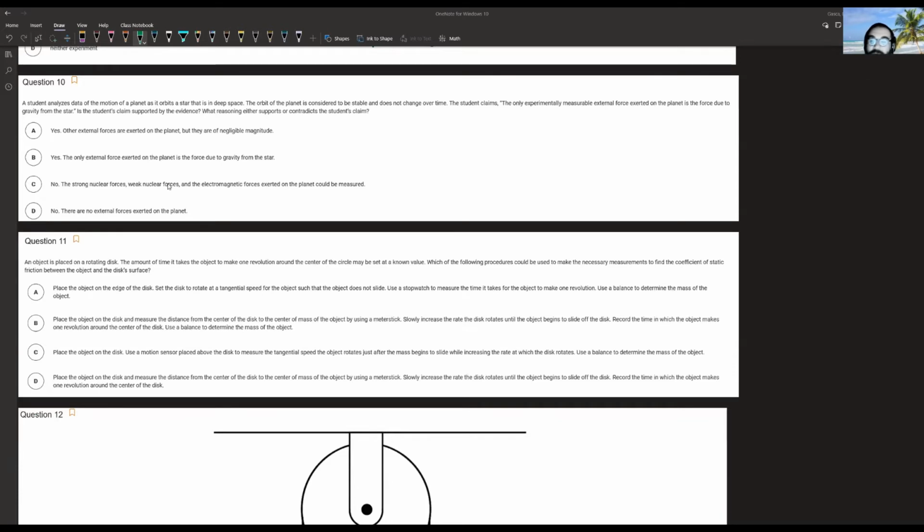Alrighty. So this goes back to what we were saying. I exert my gravitational influence on everything in the universe, the stars that are billions and billions of miles away. But the force that I pull those stars with is negligible in magnitude. It is absolutely tiny. So it does support the claim, because he says the only experimentally measurable. He's not saying that this is the only force. This is the only force that we can measure. And so, yes, that is true. Other external forces are exerted on the planet from other really distant stars and planets and galaxies, but they are of negligible magnitude.